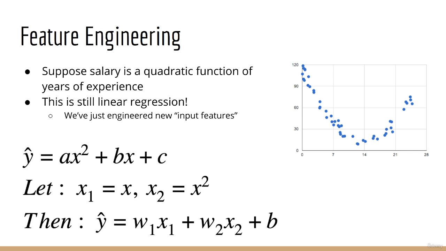It's easy to see this by doing the following. Take x, the years of experience, and call that the input feature x1. Then take x squared, the years of experience squared, and call that the input feature x2. Then my y hat becomes an equation of the form y hat equals w1x1 plus w2x2 plus b. Of course, we've already learned that this is just linear regression.